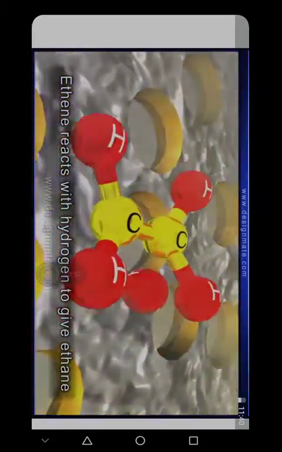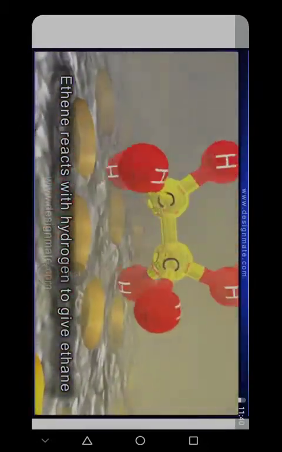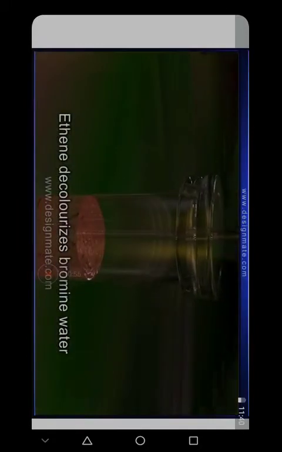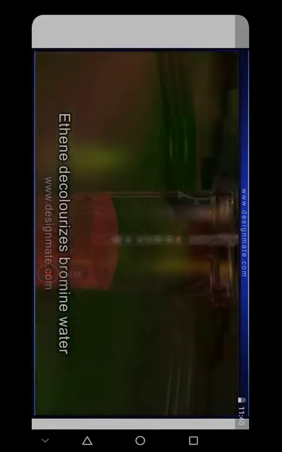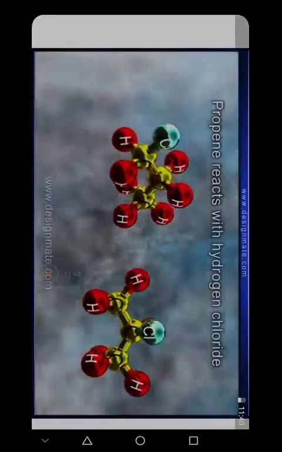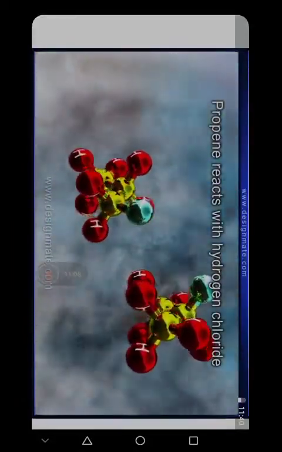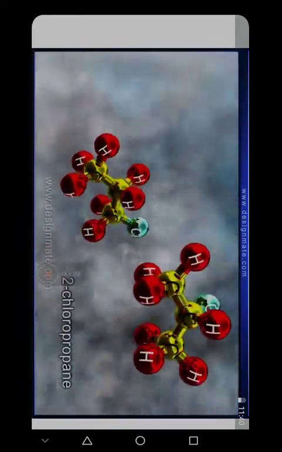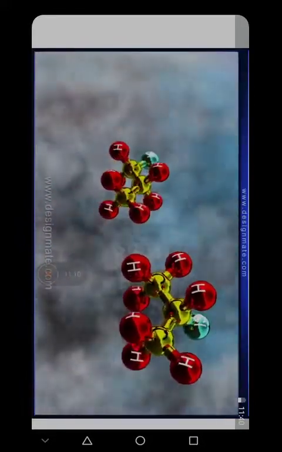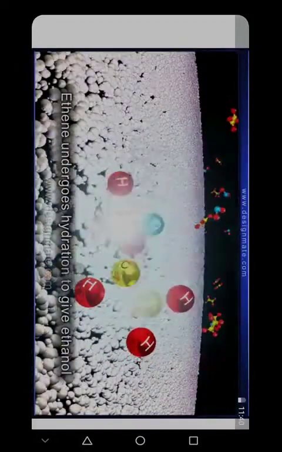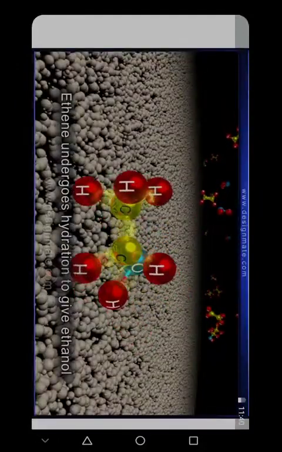Summary. To conclude, we have studied that ethene reacts with hydrogen to give ethane. Ethene decolorizes bromine water to give 1,2-dibromoethane. Propene reacts with hydrogen chloride to give 2-chloropropane as a major product. Ethene also undergoes hydration to give ethanol.